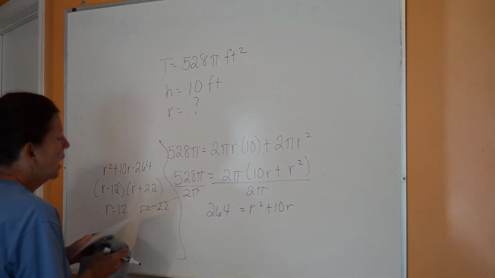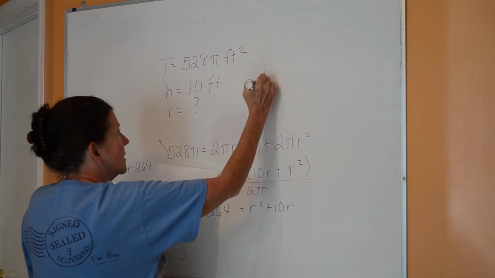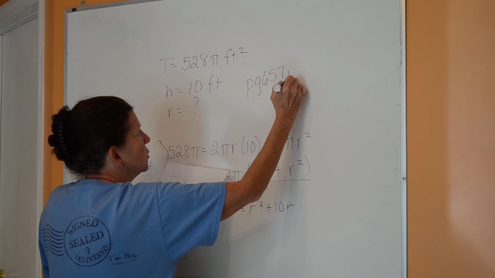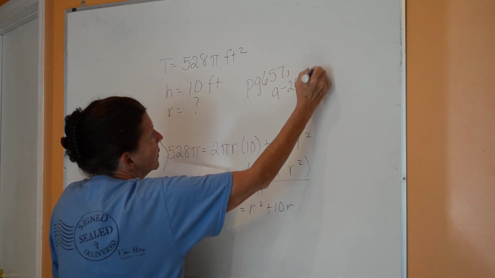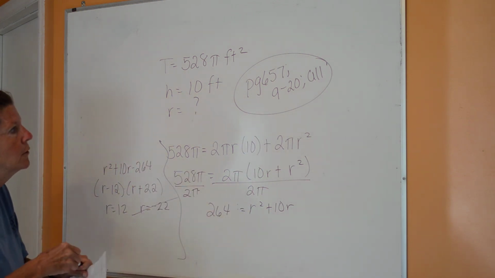All right, your homework is page 657, 9 through 20, all, and it's all on the cylinder. Page 657, 9 through 20, all.